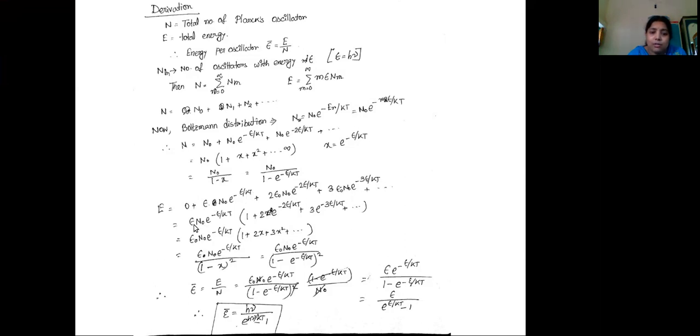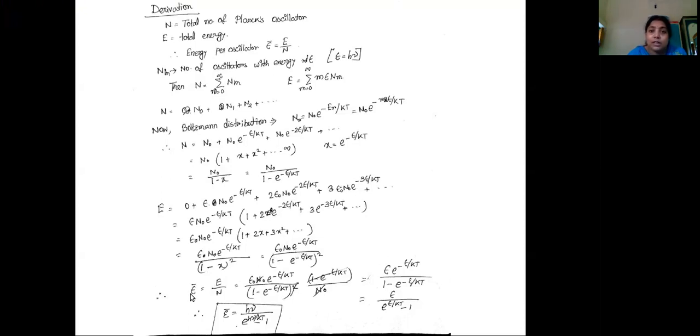Now if you take epsilon n0 e to the power minus epsilon by kT out, you will get 1 plus 2x plus 3x square plus and so on, where x is e to the power minus epsilon by kT. Again, this is an infinite series. You can express it by 1 by 1 minus x whole square. So you get the formula of E like this.